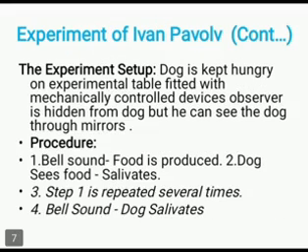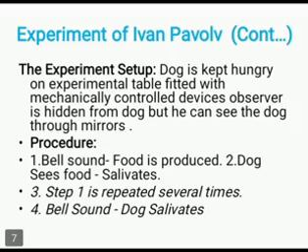Next, we are discussing the experiment steps of classical conditioning. The dog is kept hungry on an experimental table fitted with a mechanically controlled device. The observer is hidden from the dog, but he can see the dog through mirrors.